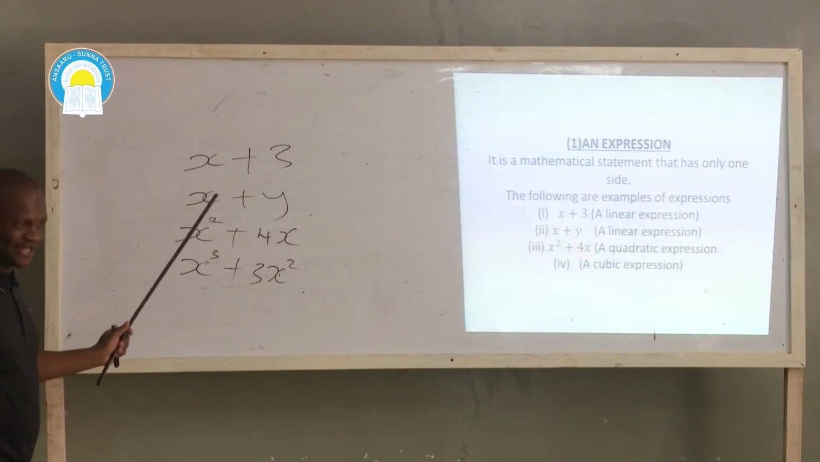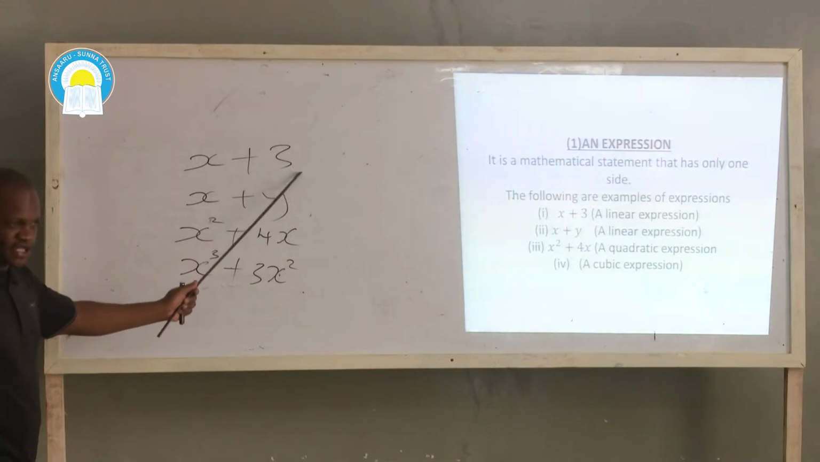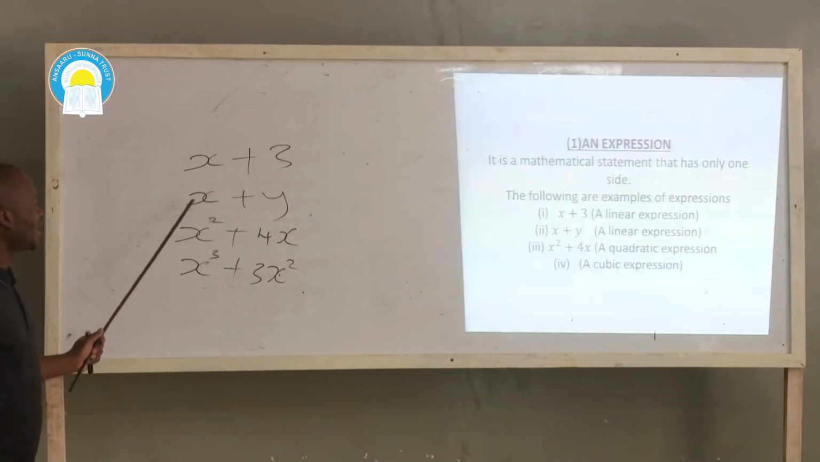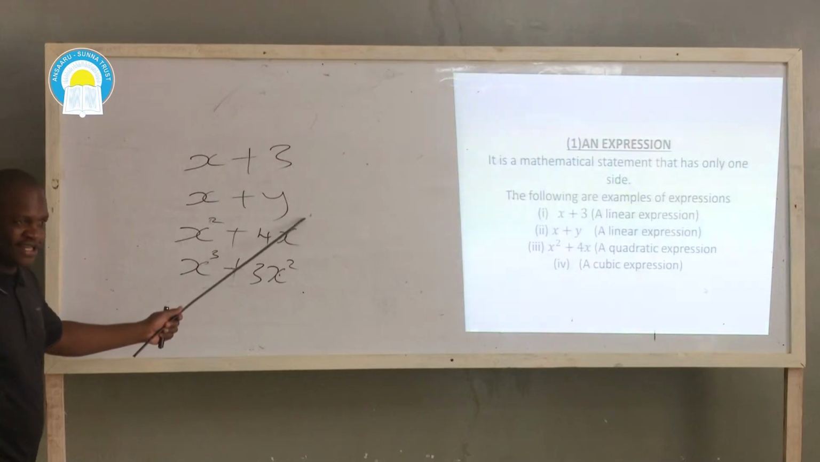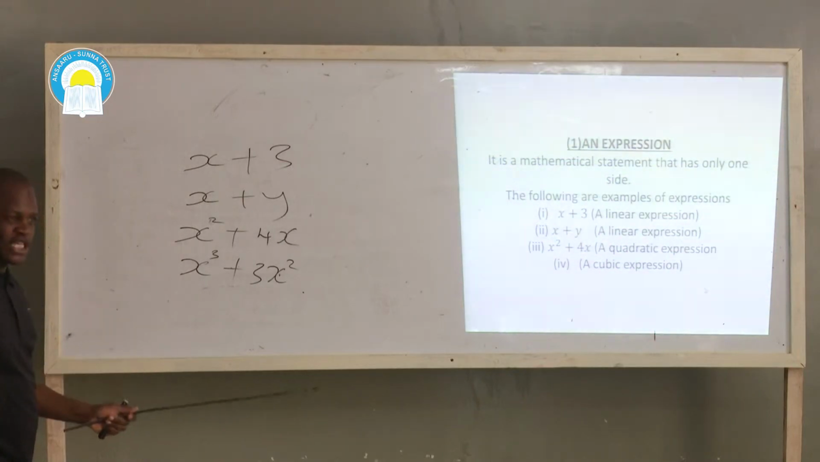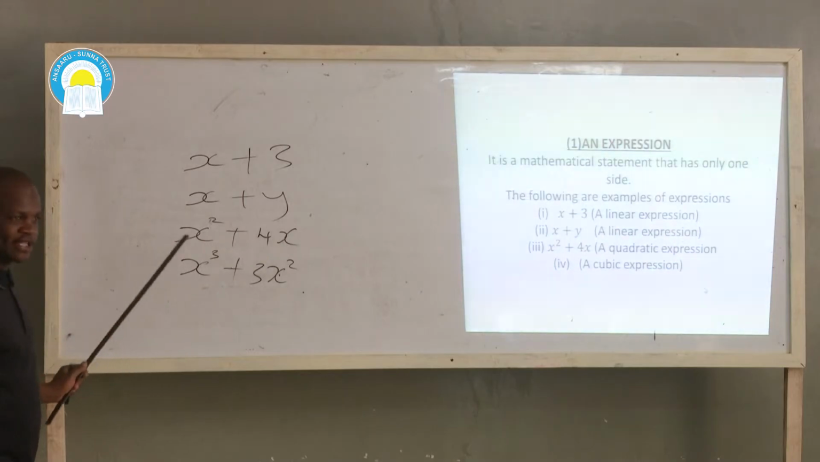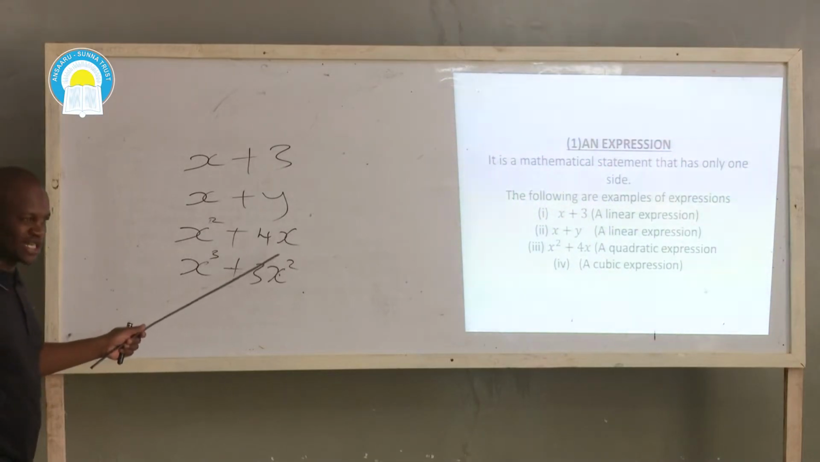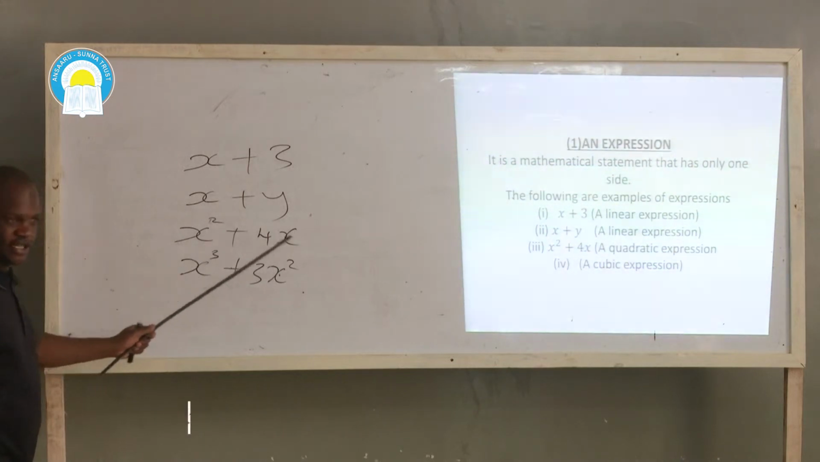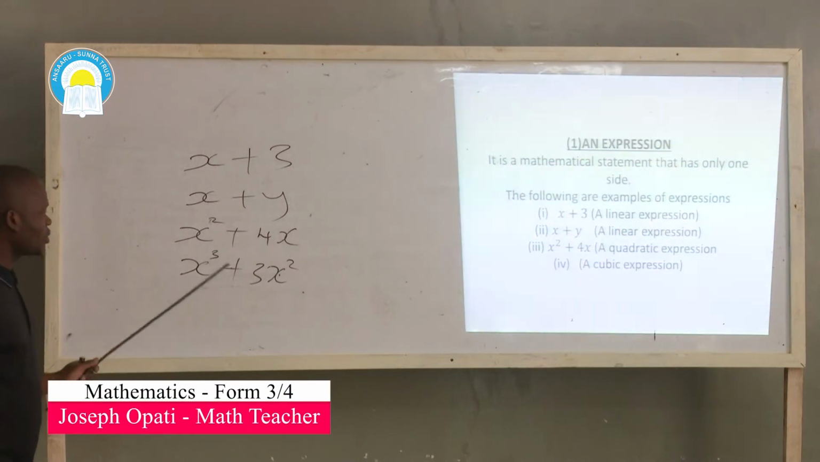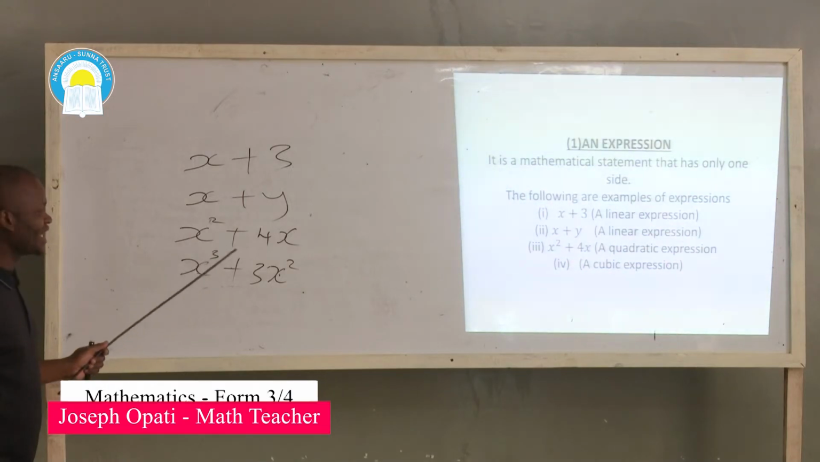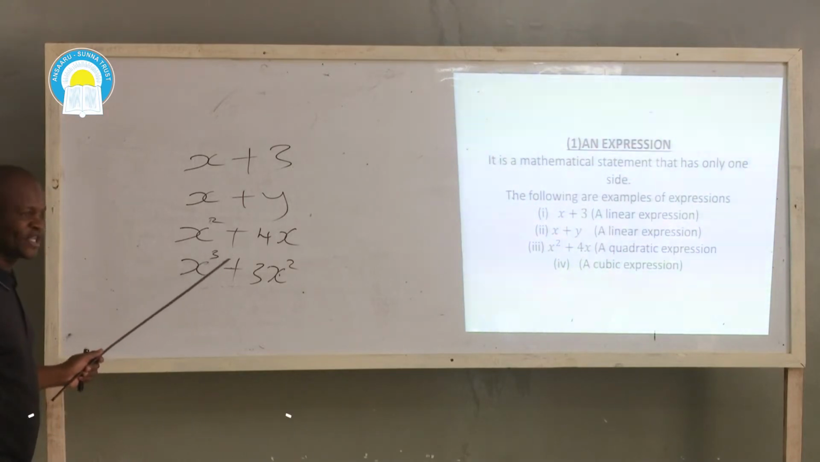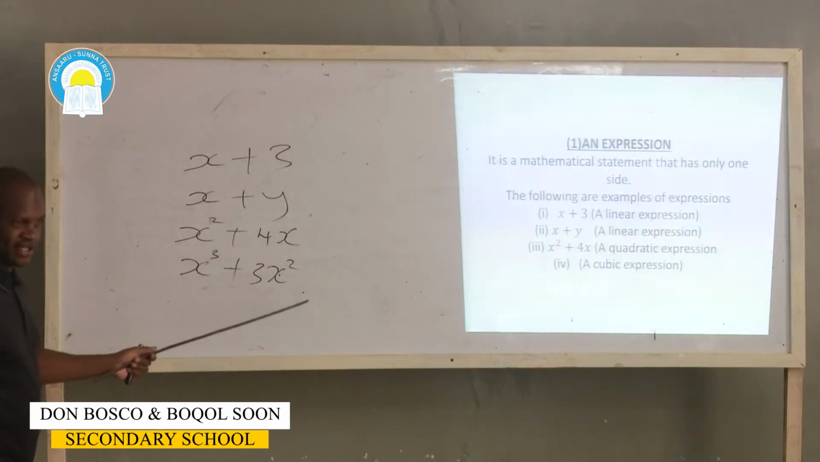A linear expression. So x plus 3 is what? A linear expression. X plus y is a linear expression. Now, whenever you are given an expression and you find power 2 somewhere being the highest power, that expression now does not qualify to be a linear expression. What do you call it? A quadratic expression. Then, when we have power 3 being the highest power, what do you call that? It's called a cubic expression.